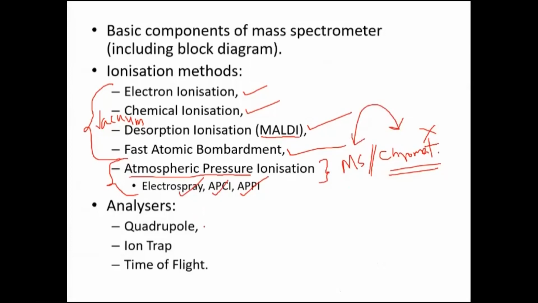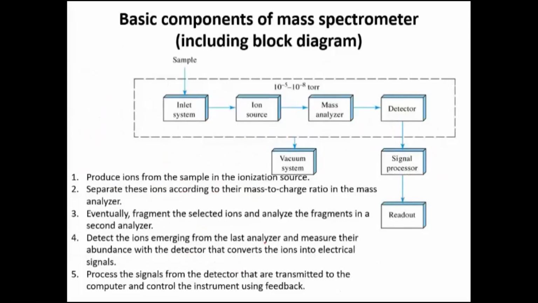Then you have analyzers. The important ones are quadrupole, ion trap, and time of flight. If time permits, we will study a few more analyzers also. So this is the block diagram. First you have the sample. The sample is injected into the inlet system. This inlet system lets the sample be transferred into the ion source at a specific rate. So what is the job of the inlet system? It will adjust the rate of introduction of the sample into the ion source.